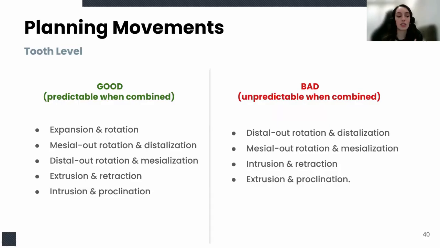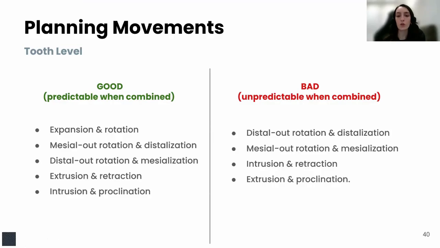So just like we summarized everything for the arch level synergistic and antagonistic movements, we can summarize them for tooth level movements. So basically, if we want to talk about movements that are good or more predictable when combined together, we said that expansion and rotation can be performed together, again, simply because this will allow me to engage with a greater surface area of the tooth. And it will also give me more space during rotation, which could lead to better expression of the movement. We can also combine mesial out rotations with distalization because they're basically moving in the same direction.